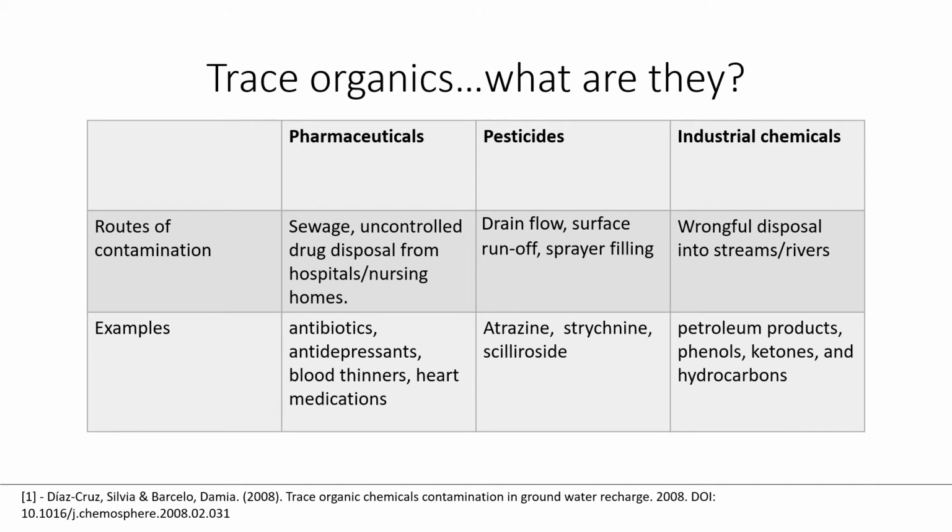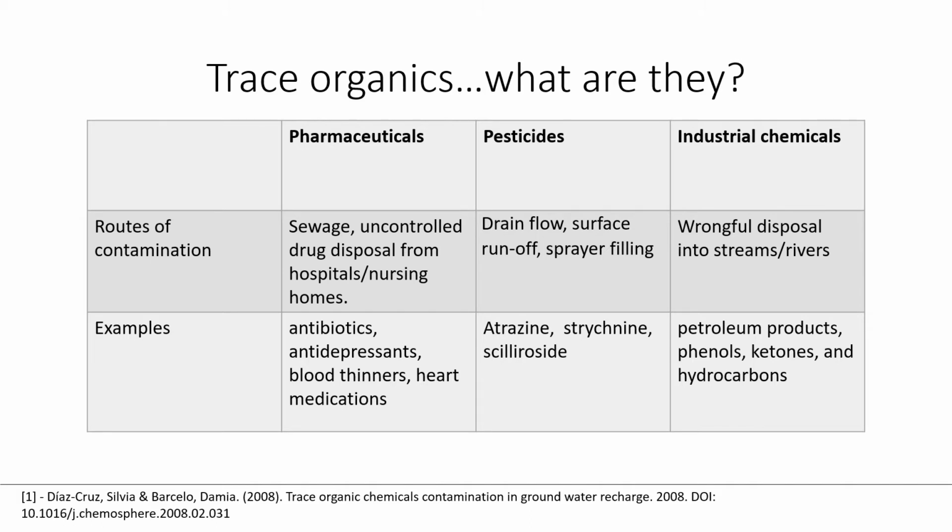Pesticides, a specific example is atrazine. These contaminate drinking water through drain flow and through agriculture. So when pesticides are used on fields, they obviously get absorbed into the soil, and then it can get into the water that way.